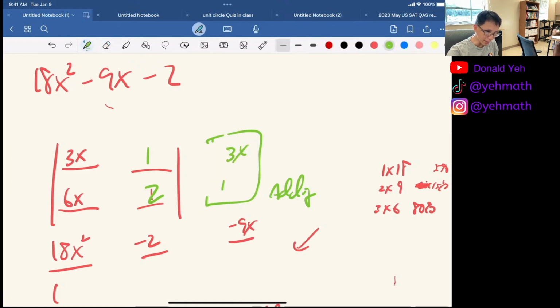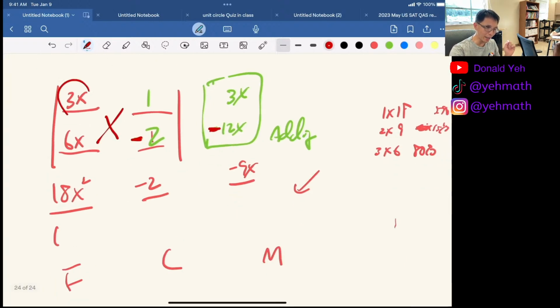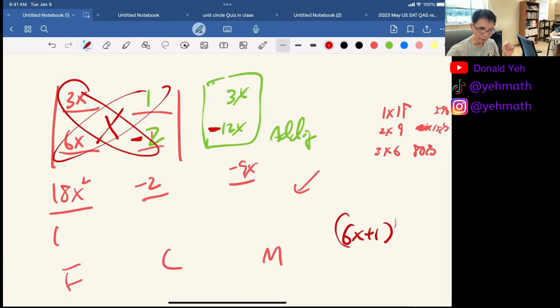I'll get 3x and 12x. Now, 3x plus 12x, does that give me negative 9x? No. Does 1 times 2 give me negative 2? Which one needs to be negative? Yes, that's okay. So then you pair diagonally. It's called the box method. So it'll be 6x plus 1 times 3x minus 2.